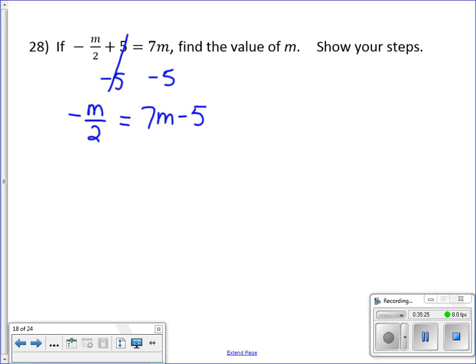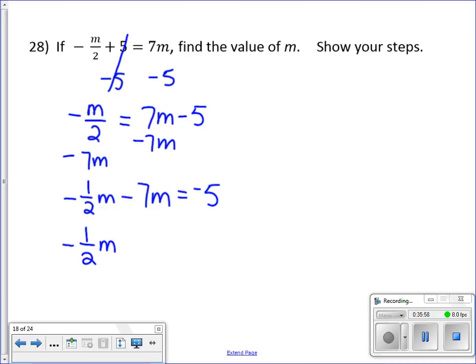Okay, I want to move the 7m to the left-hand side, so I'm going to subtract 7m from both sides. Okay. Now, negative m over 2 is the same as saying negative 1/2 m. Remember we talked about that before. Minus 7m is going to equal negative 5. And there's a reason why we're doing it like this. So now I need to make 7m have a denominator. I need a denominator for 7m. So this is going to be negative 1/2 m minus 7 over 1 m is equal to negative 5.